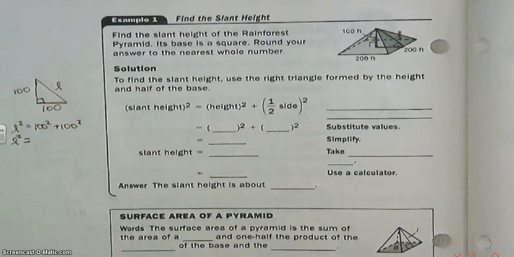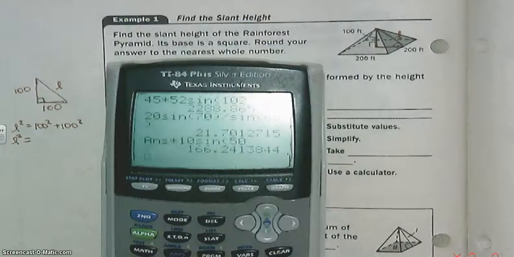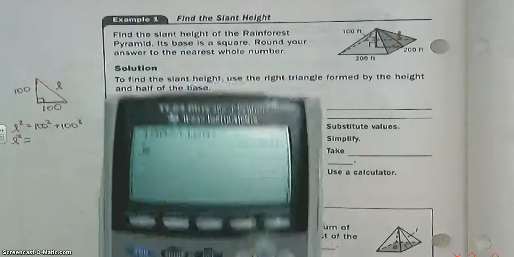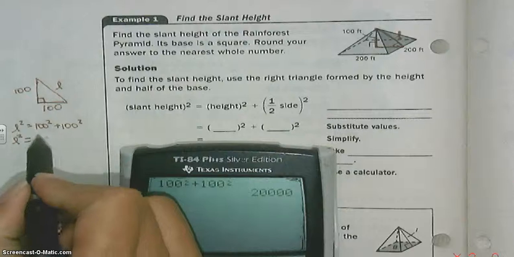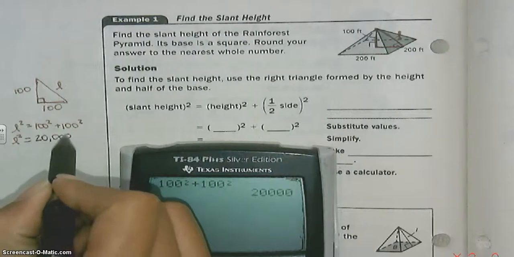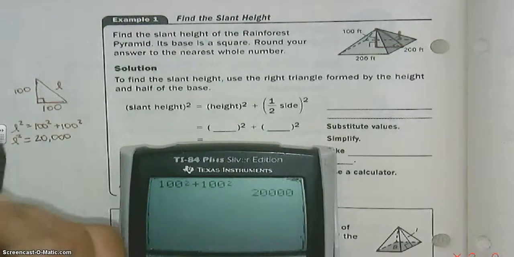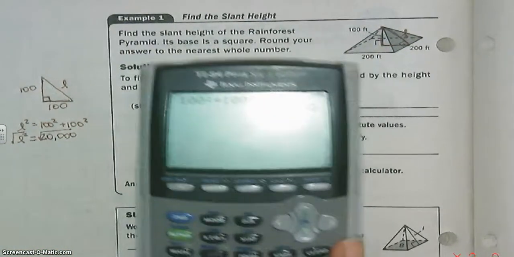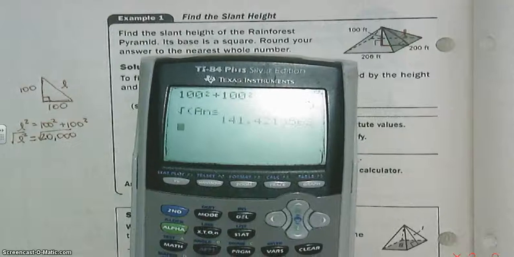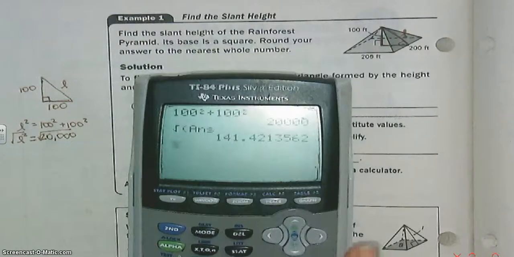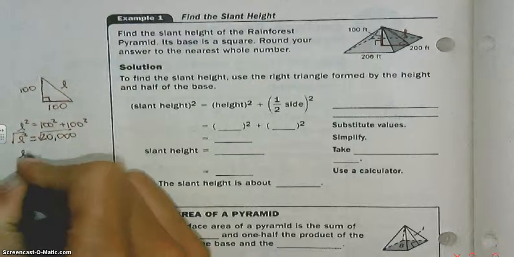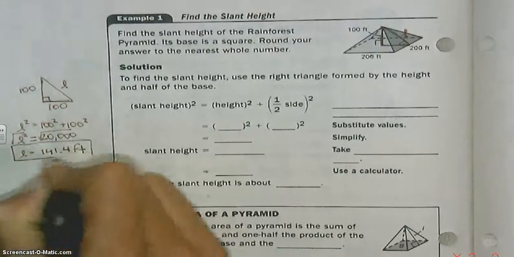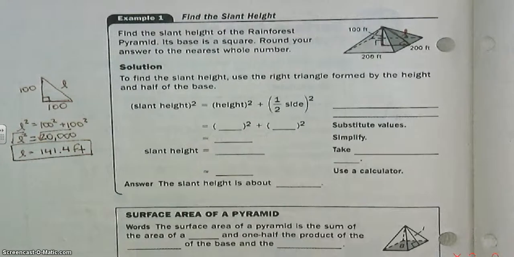100 squared plus 100 squared. We can use our calculator if we need to. 20,000. But that's what L squared is. We just want L. So we need to take the square root. The square root of 20,000 is 141.4. So L is 141.4 feet. That is what the leaning or the slant height is.